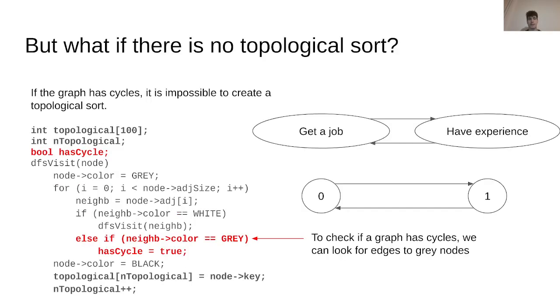But there is a case when there is no topological sort. So in this case, let's see. To get a job, you need to have experience. And to have experience, you need to have a job. So in this case, this is a loop. If you start with get a job, you can't because you don't have experience, and the other way around the same.